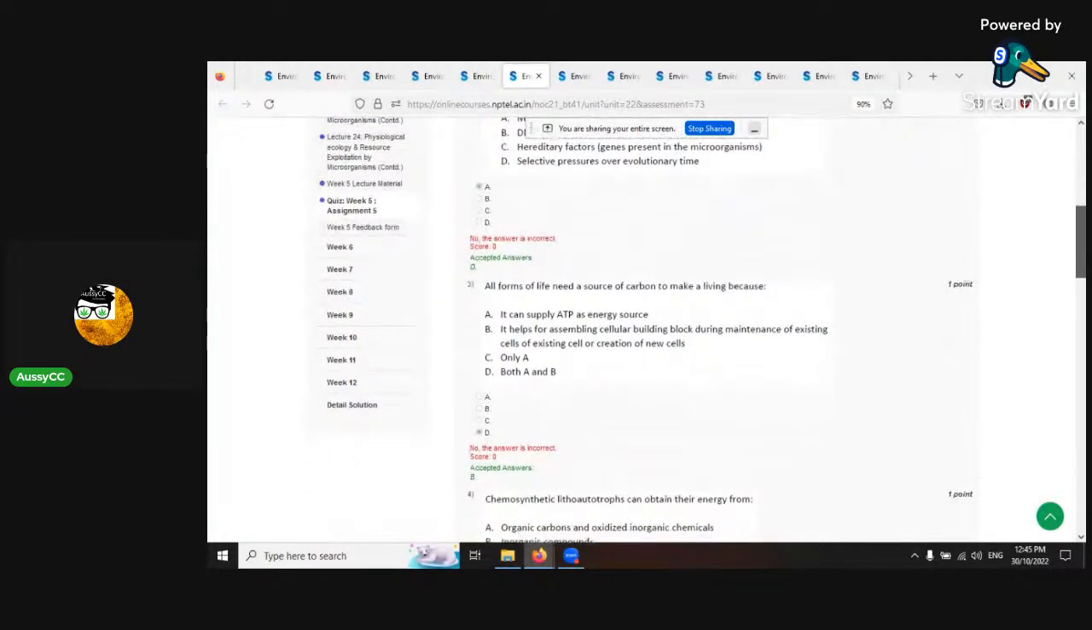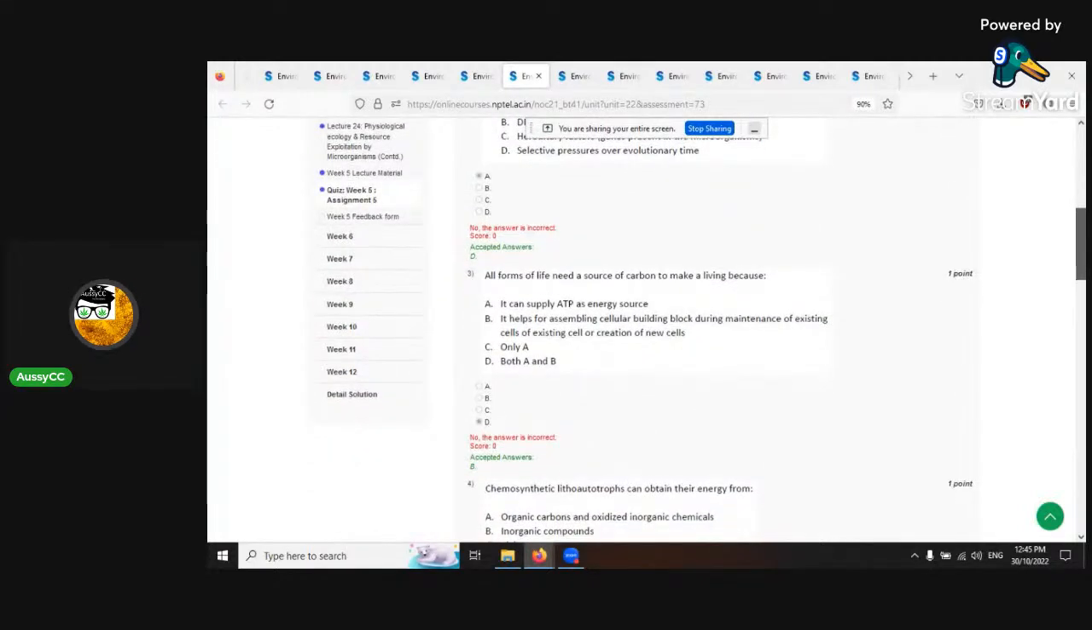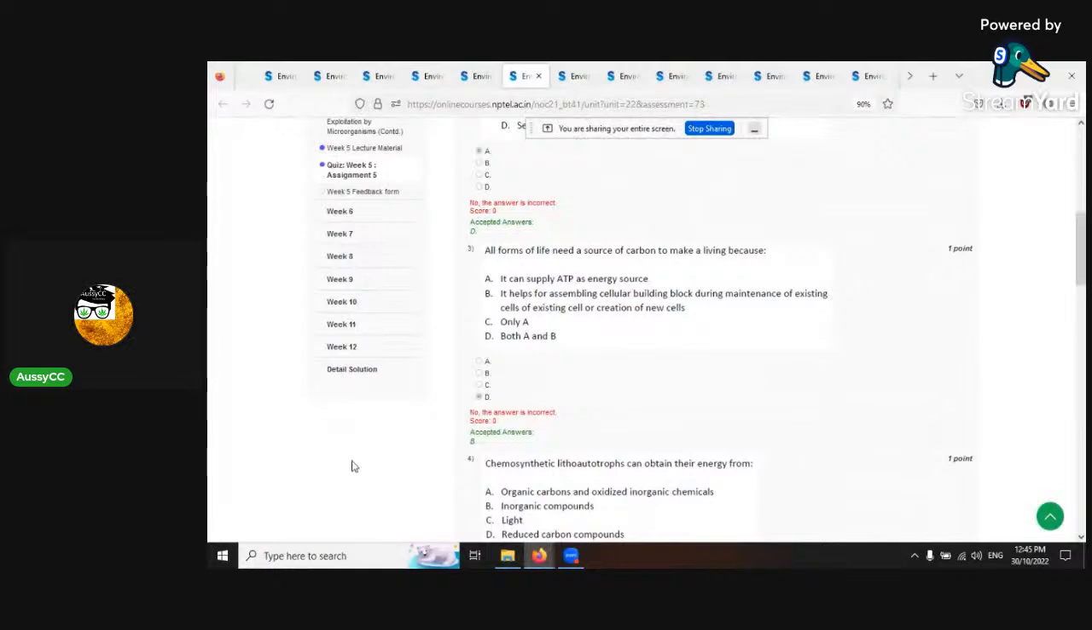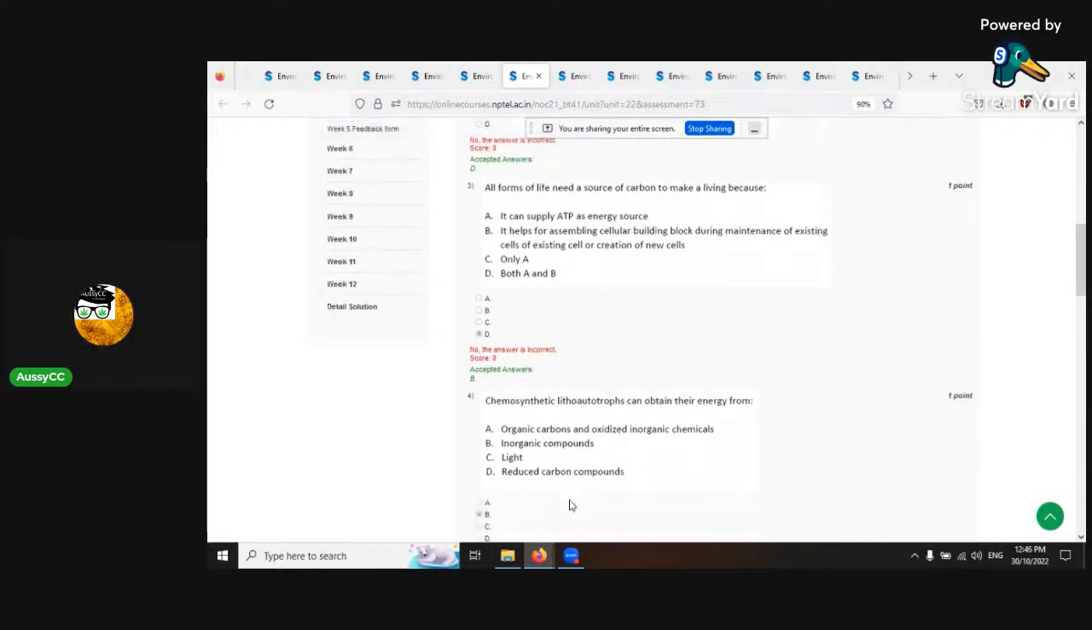Chemosynthetic lithoautotrophs can obtain their energy from, well, chemosynthetic, that's the inorganic, and litho, the inorganic, because that's the rocks. Autotroph is the sun, or they make their own energy. So it's inorganic, so it's all inorganic. B.